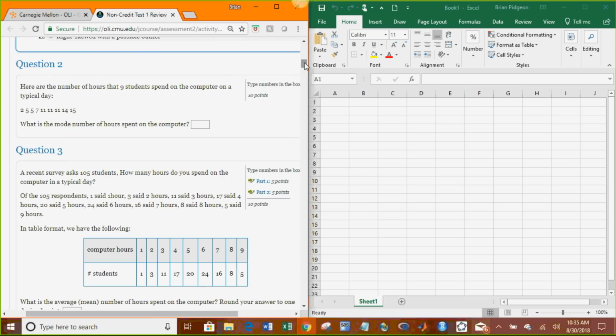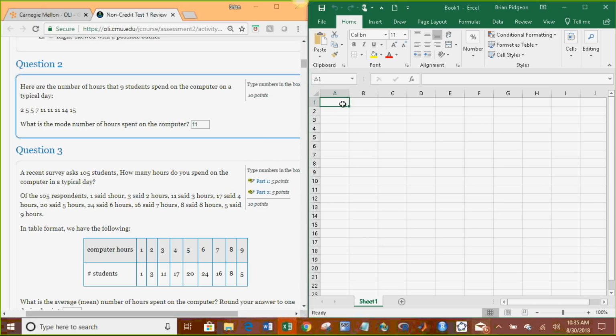Question 2. Here are the number of hours that 9 students spend on a computer on a typical day. What is the mode? Now, with this data set, since it's so small, you could probably figure out the mode without doing any sort of calculation in Excel. The mode, if you remember, is the value in the data set that occurs the most. So we're looking to see which data value occurs most frequently. So we have 1 2, 2 5s, 1 7, 3 11s, a 14, and a 15. Because the 11 occurs the most, we can say that that's the mode.